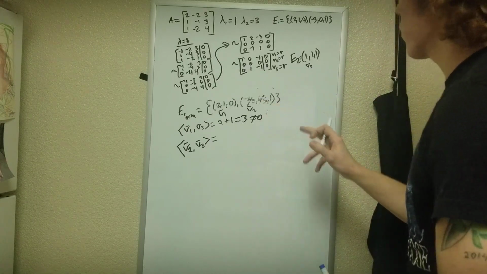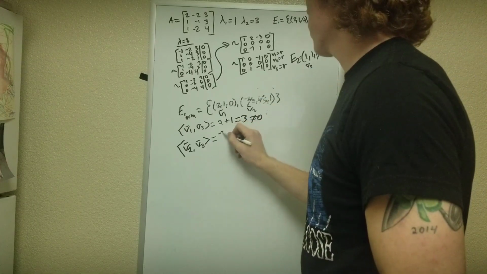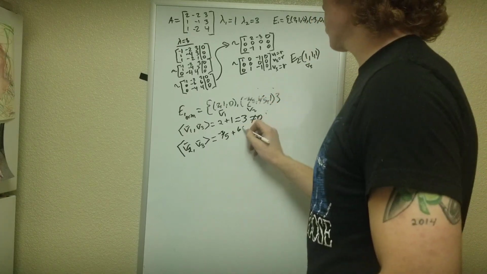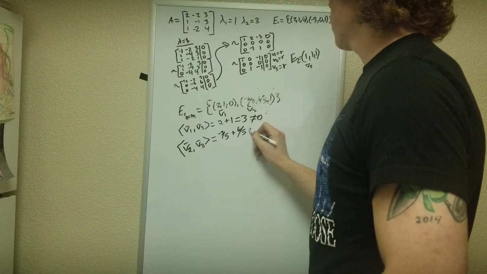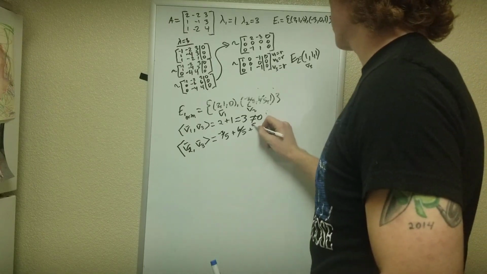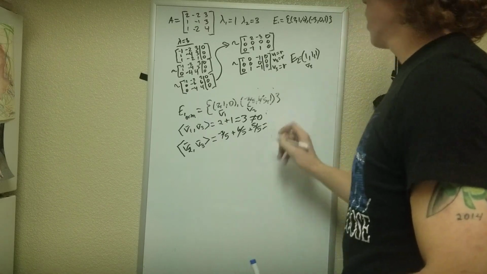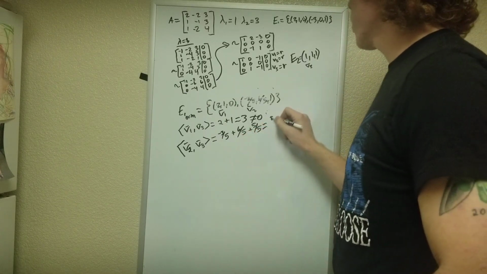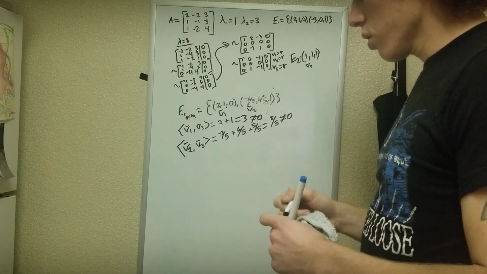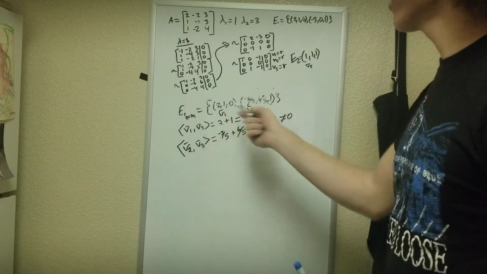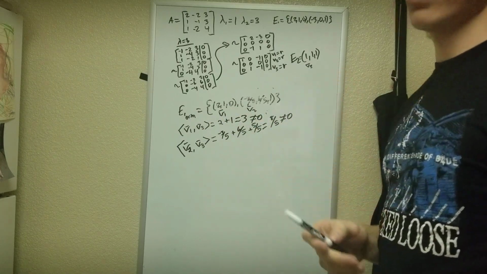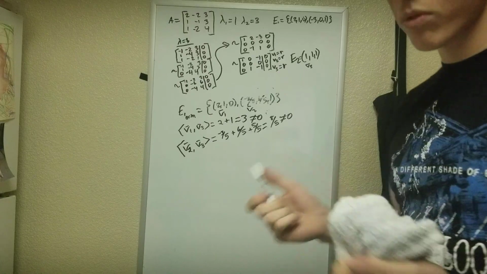So negative 3 over 5 times 1 is negative 3 over 5. Plus 6 over 5 times 1 is 6 over 5. Plus 1 times 1 is 1, and I'm going to set that to 5 over 5, just for simplification purposes. And if we simplify that, we end up with 8 over 5, which does not equal 0. So none of the vectors in the original eigenspace are orthogonal with the third vector in the second eigenspace, which completes the problem.